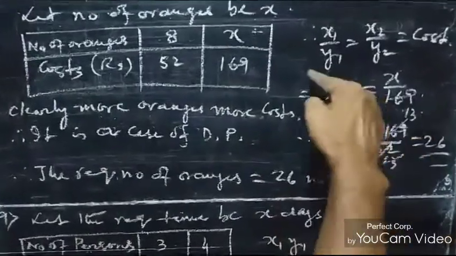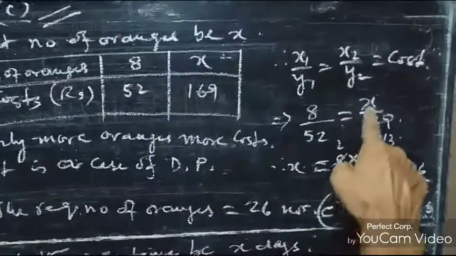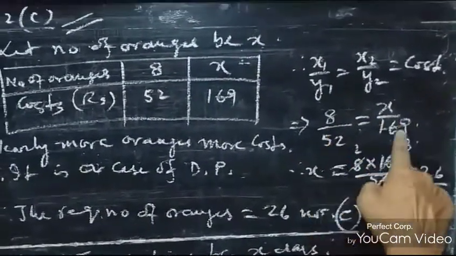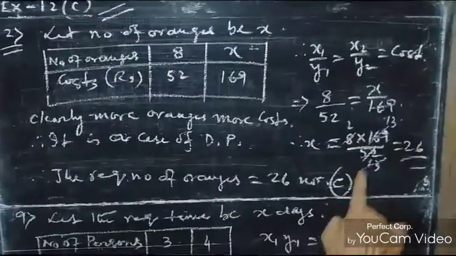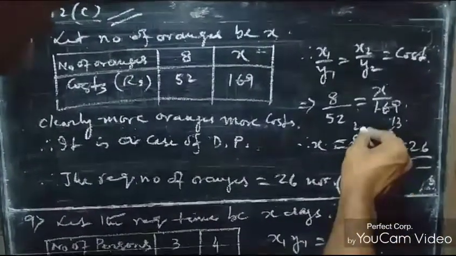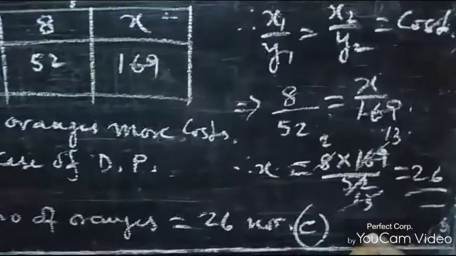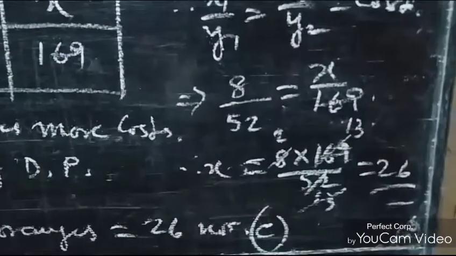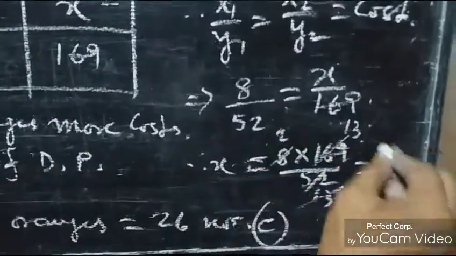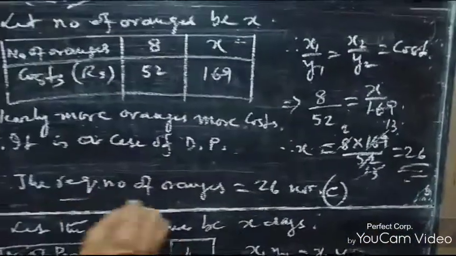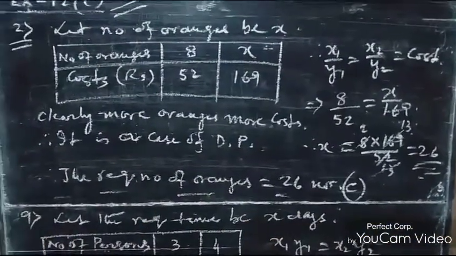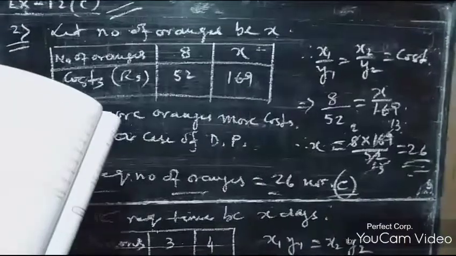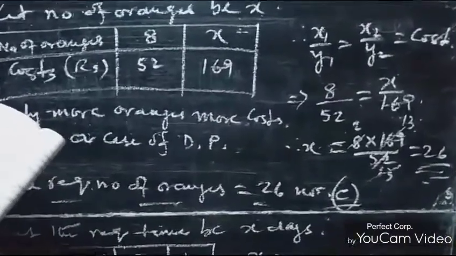From here, cross multiply. This is 52 into x equal to 8 into 169. Therefore, x equal to 8 into 169 divided by 52. So cut it by 4, and 13 into 13 is 169. Therefore, this is actually 26. And 26 is the required number of oranges. The given option is C.